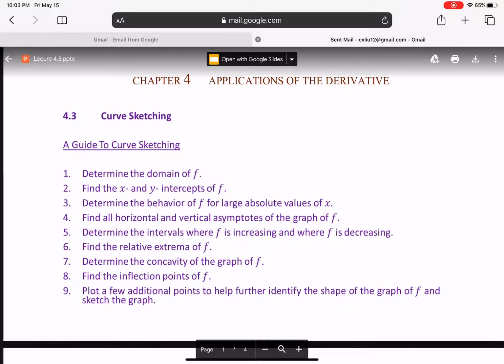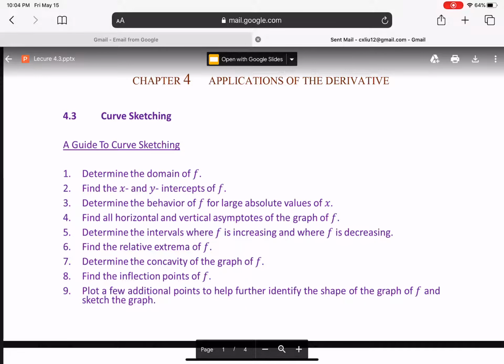Hello. Today we're going to talk about 4.3 curve sketching. In 4.1, we discussed applications of the first derivative. We know we can use the first derivative of a function to determine whether the function is increasing or decreasing. When the first derivative is positive, the function is increasing. When the first derivative is negative, the function is decreasing.